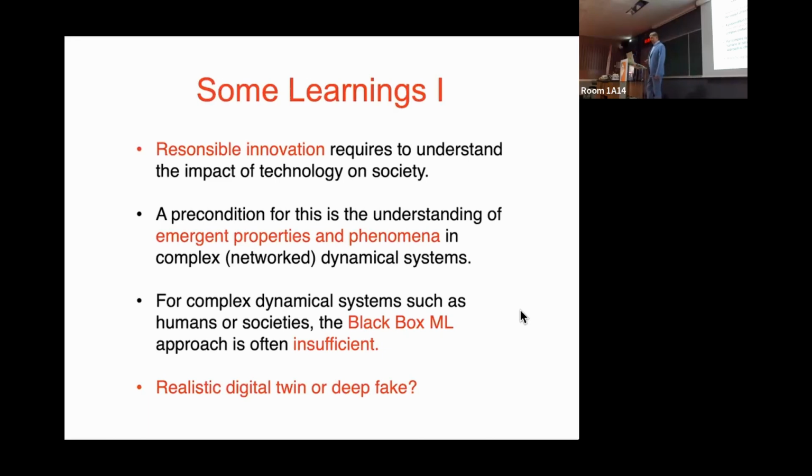Complex dynamical systems such as humans and societies cannot be well represented by black box machine learning approaches. That's my personal point of view. So would it create a realistic digital twin or rather a deep fake? I think there's a chance that it could be a deep fake and we could not even tell the difference because it looks so realistic. So basically we would be unable to fix it.